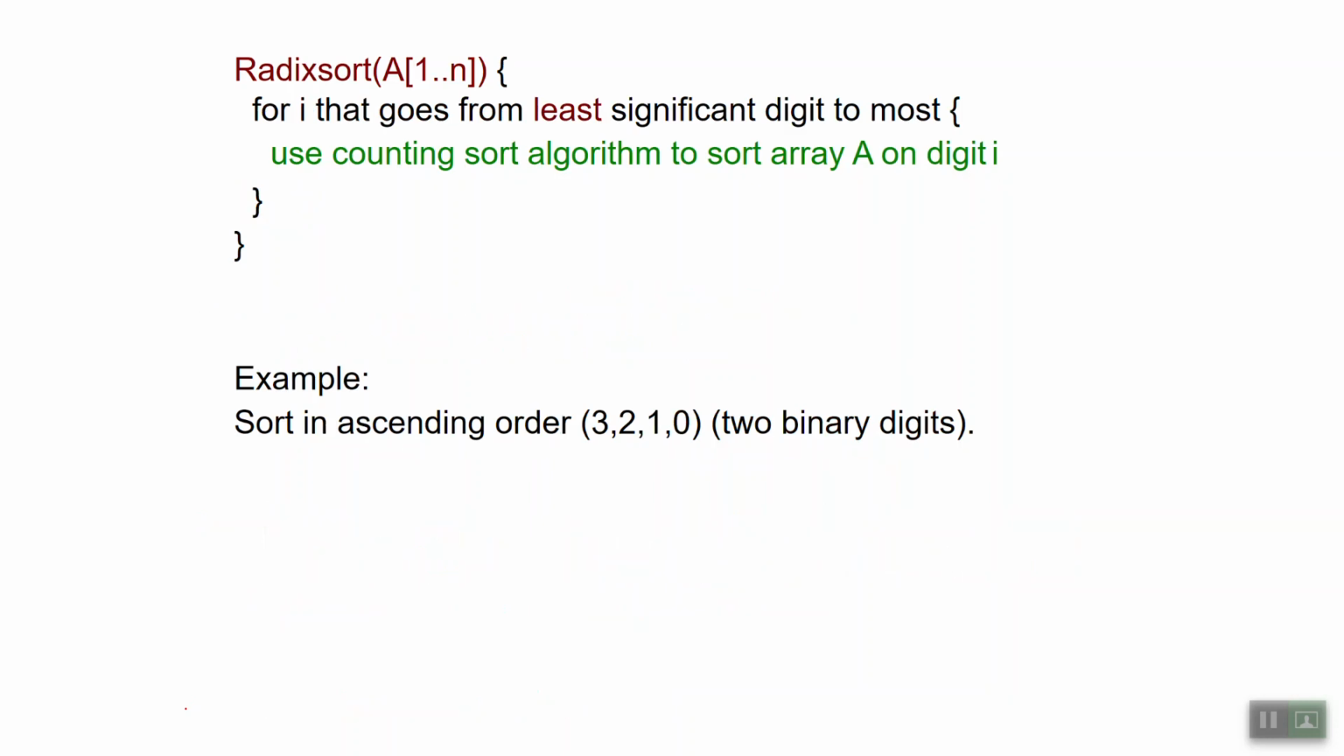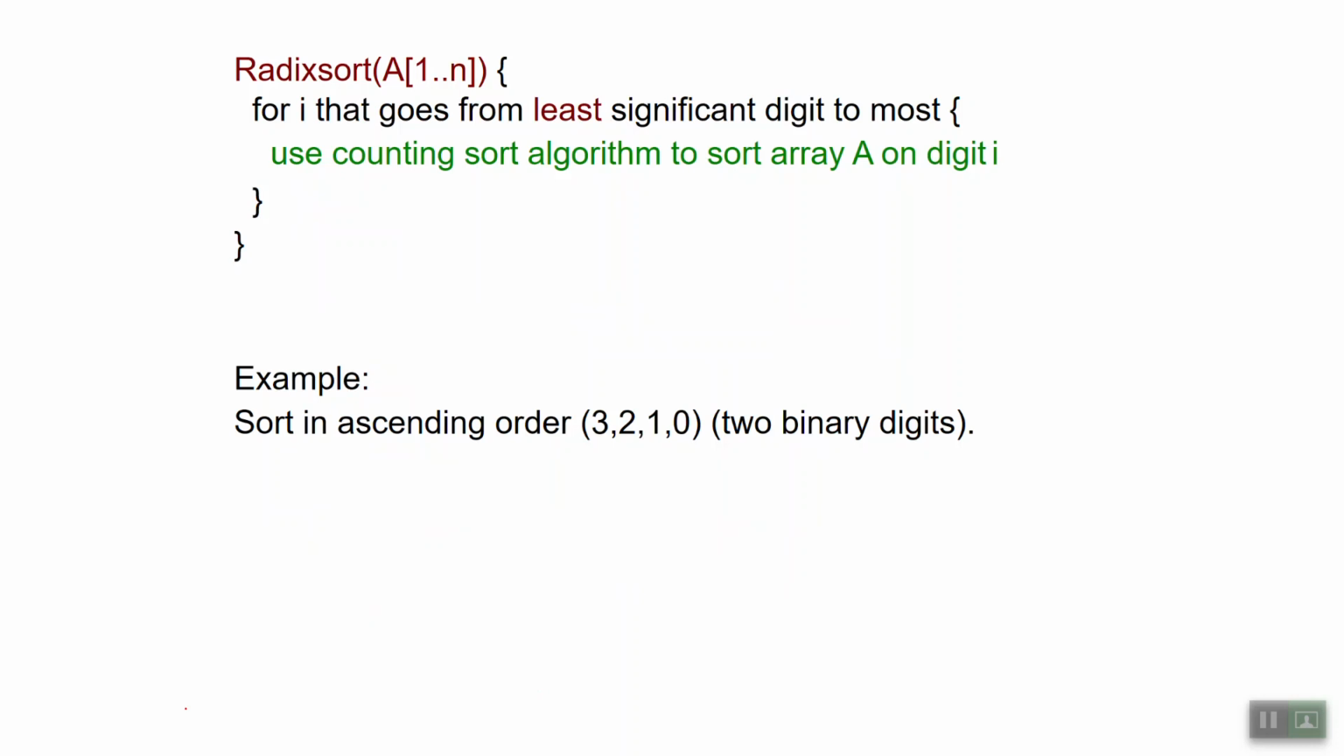Okay, so again, radix sort for an array A from 1 to n proceeds as follows. You start with an index i that goes from the least significant digit to the most significant digit. And for each value of i, you use a stable sorting algorithm like counting sort to sort the array A with respect to that digit.